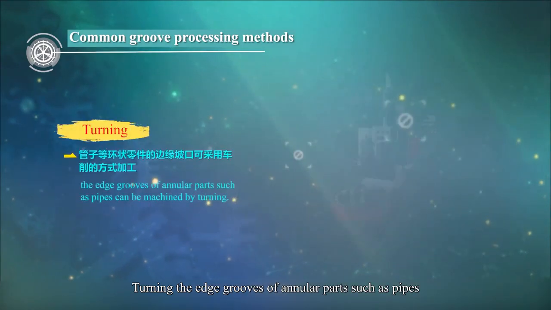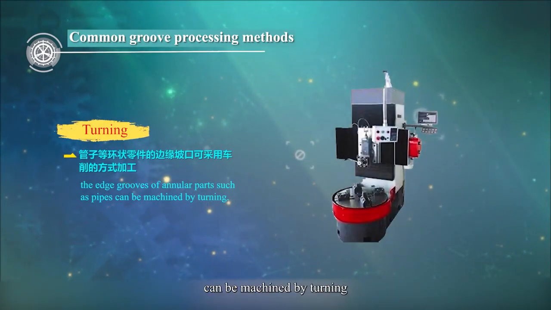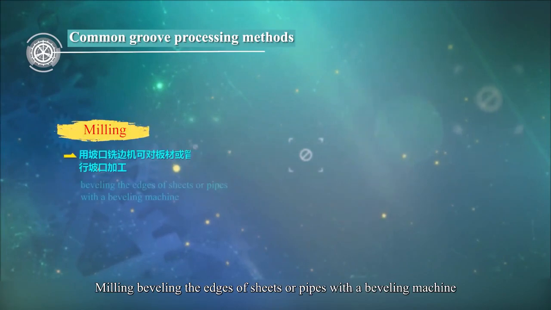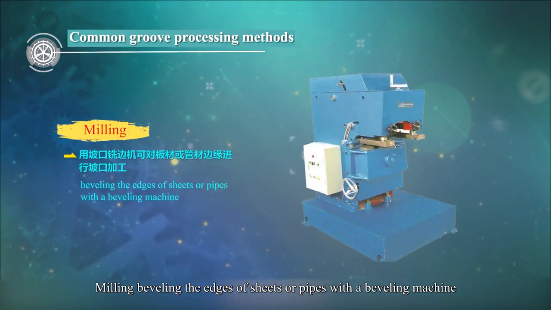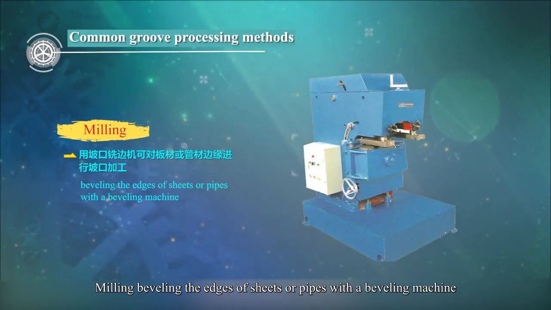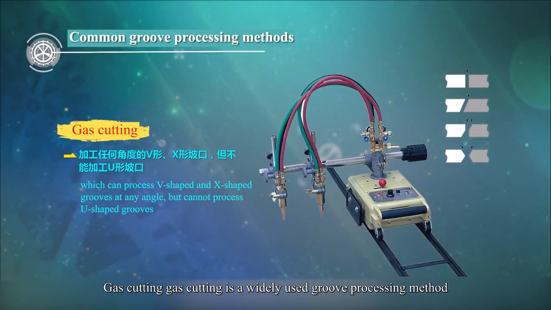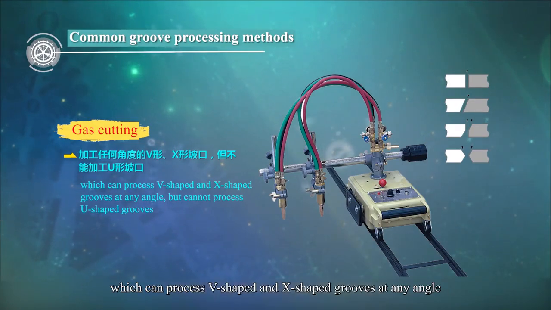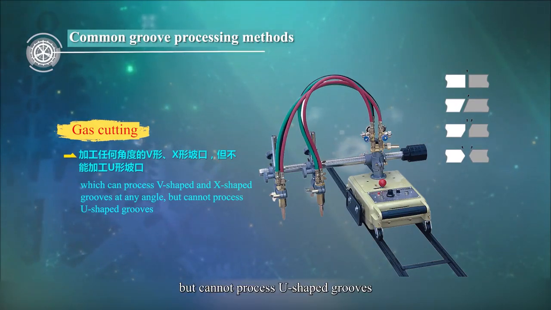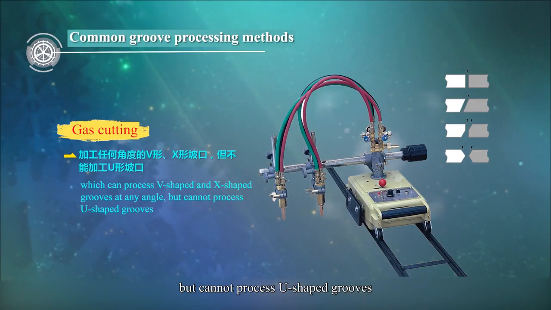The edge grooves of an annular part such as pipes can be done by turning. Milling: beveling the edges of sheets or pipes with a milling machine. And gas cutting, a widely used method which can process V-shaped and X-shaped grooves at any angle except U-shaped grooves.